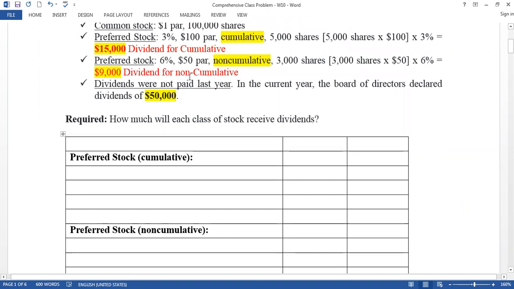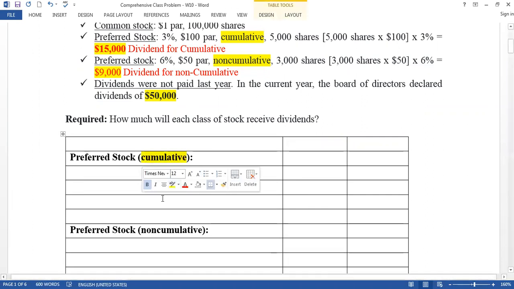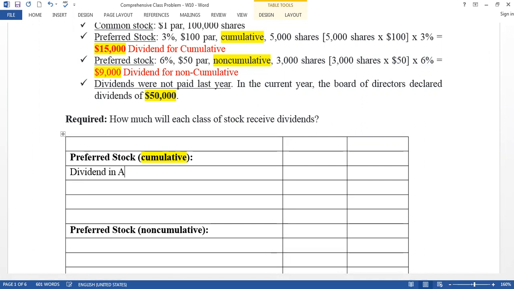The question says that last year dividend was not paid. So the cumulative shareholder will receive the previous year unpaid dividend first. It is called dividend in arrear. Another name is unpaid dividend. So cumulative people will receive unpaid dividend first.